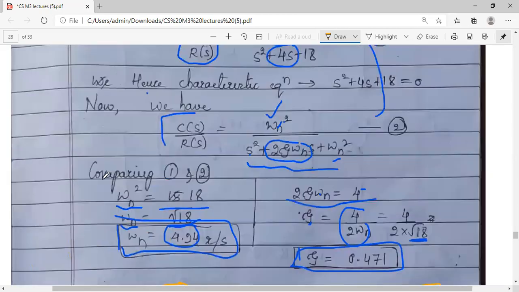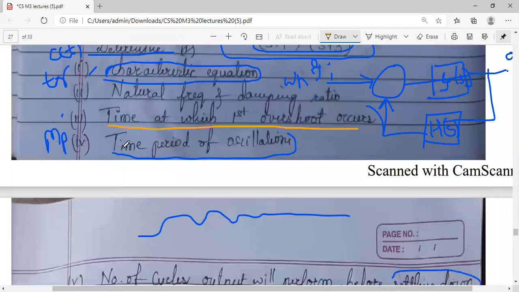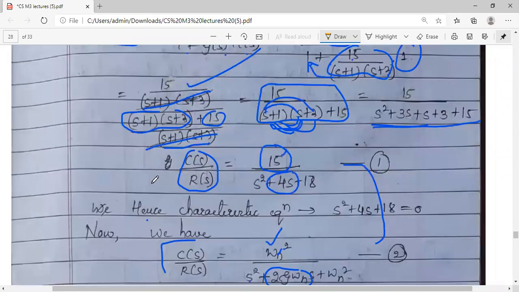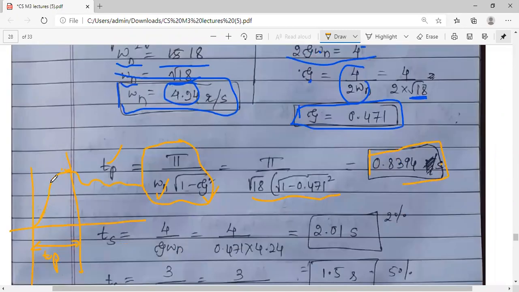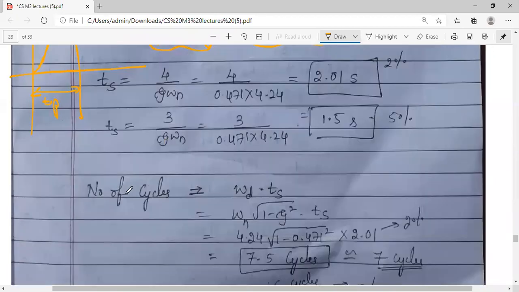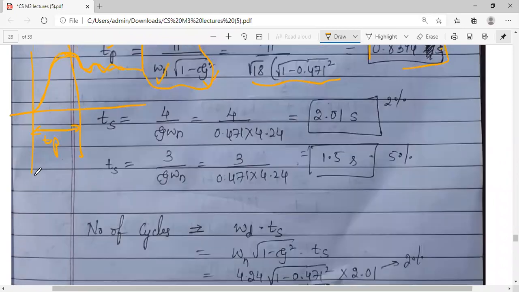Then the fourth one, what is to be calculated? Time period of oscillations. So for how long will your response oscillate, this variation, till how much time? So it is nothing but your settling time. You need to calculate the settling time. They have not mentioned in the question whether the tolerance band is 2% or 5%. So let us go for both. We have already seen in the theory what the settling time is for 2%. I have mentioned it here. For 2%, it is 4 divided by zeta WN. You can calculate, you will get 2.01 seconds.